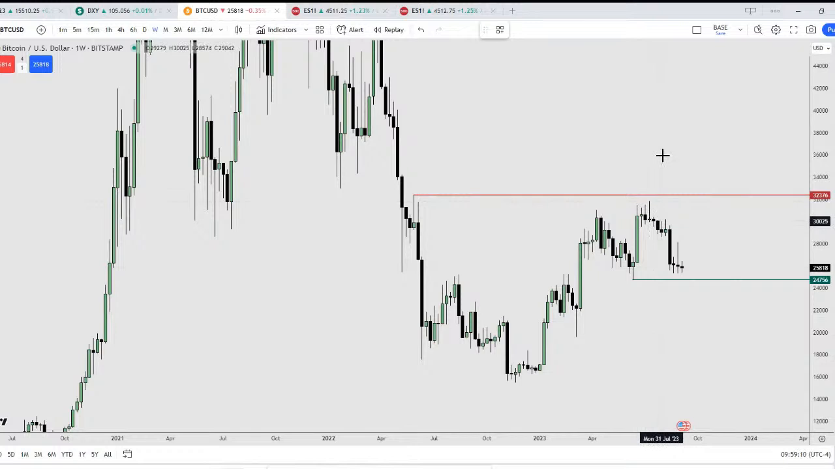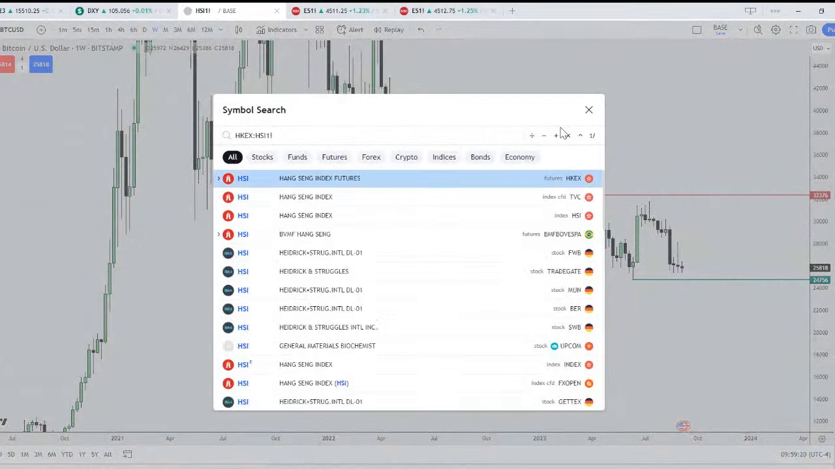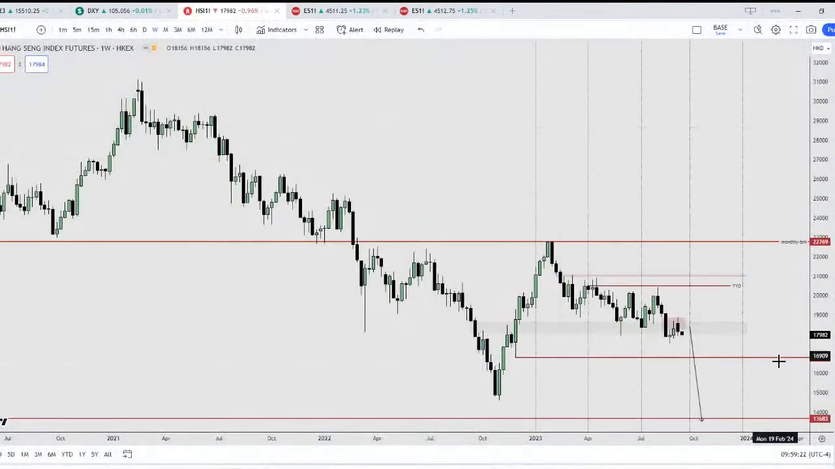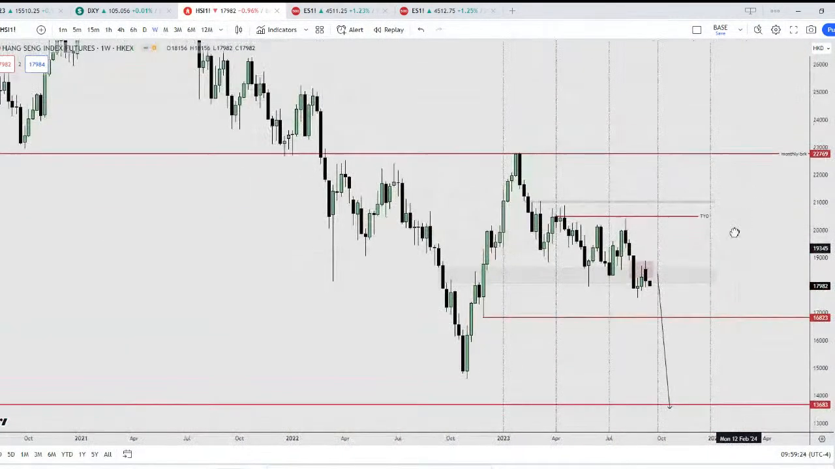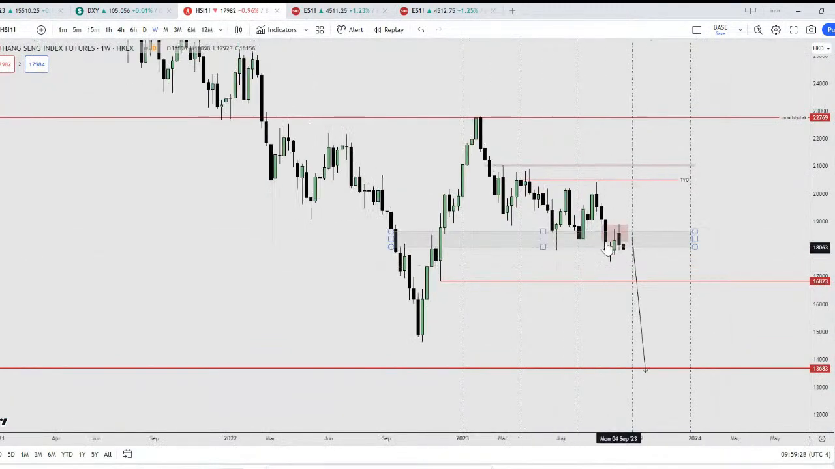Right. So moving on, let's start off with all the majors first. HSI. Okay. All right. So far HSI is moving according to script. All right, as I wanted to see.